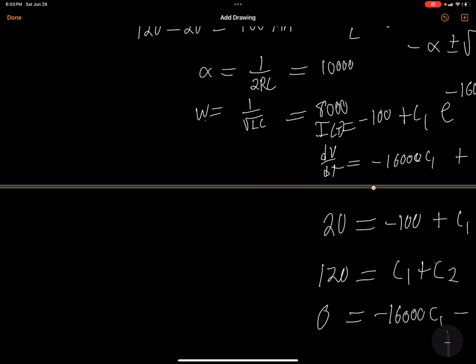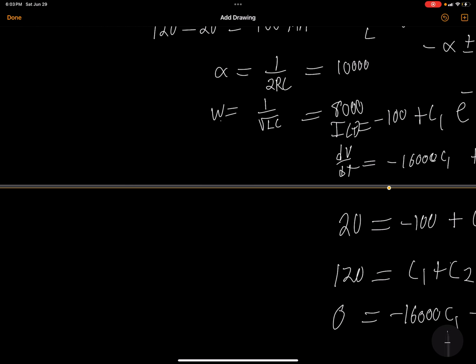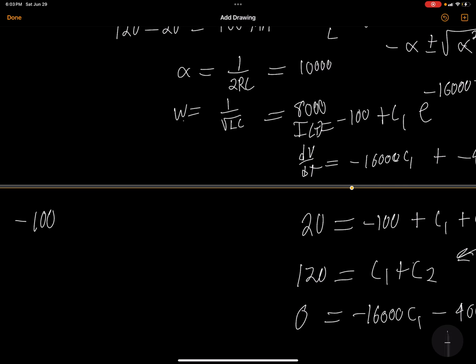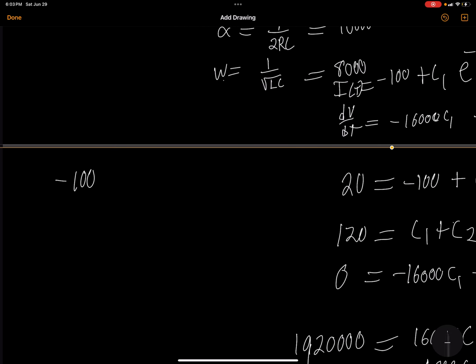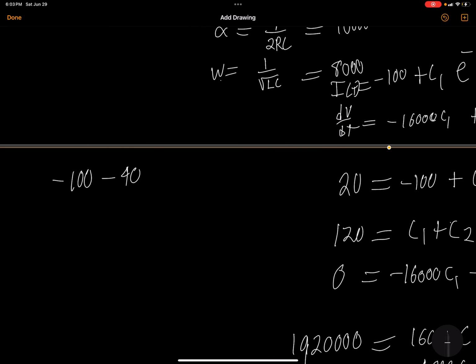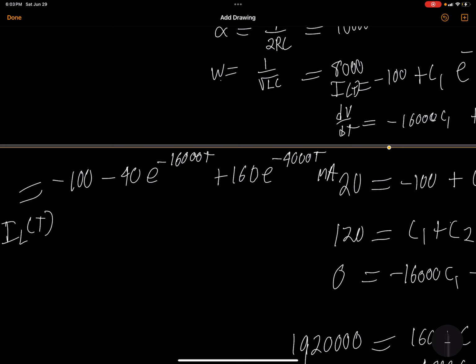Let's plug that back into the equation. We get negative 100. What is C1? Negative 40. Minus 40 e to the negative 16,000 t plus 160 e to the negative 4,000 t milliamps is equal to that current as a function of time through that inductor.